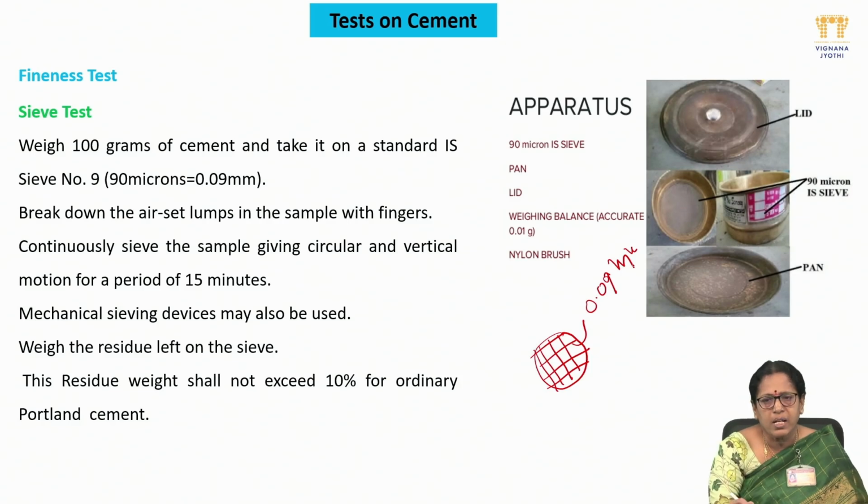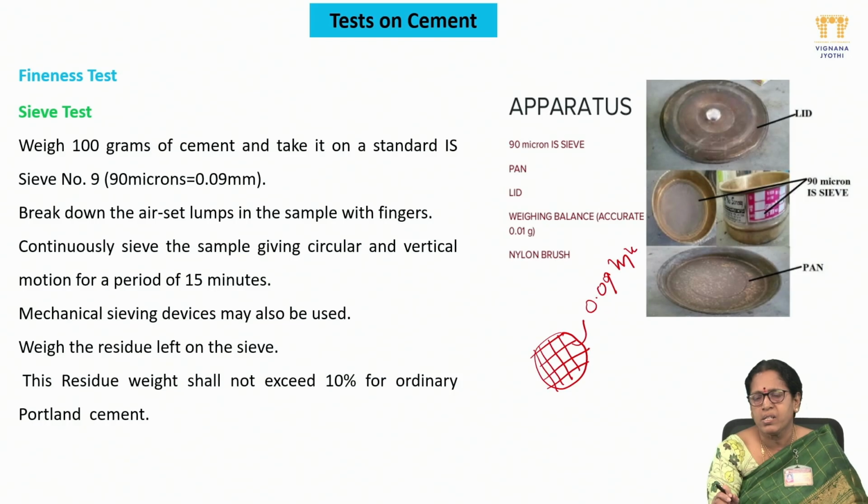If you take this IS sieve number 9, which has an opening size of 90 microns, take 100 grams of cement, break down all the lumps with your fingers gently, and then continuously sieve after keeping the lid over the sieve set for 15 minutes, vigorously, vertically and roundly in all directions.